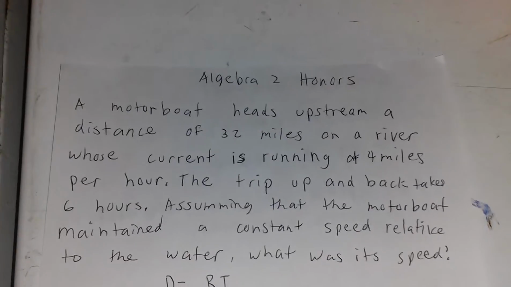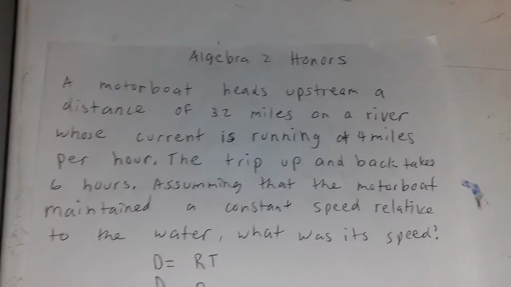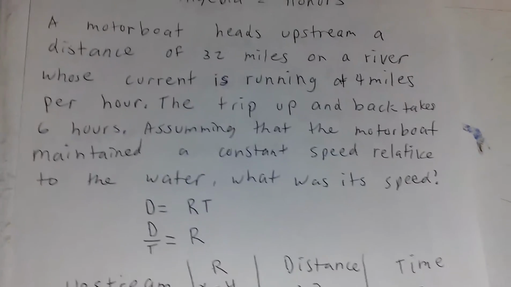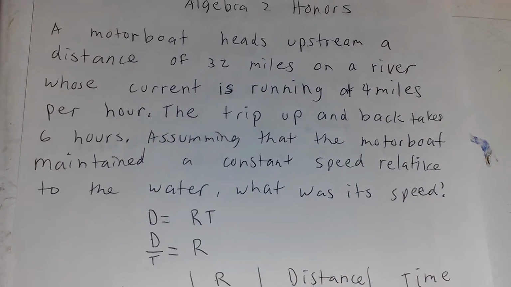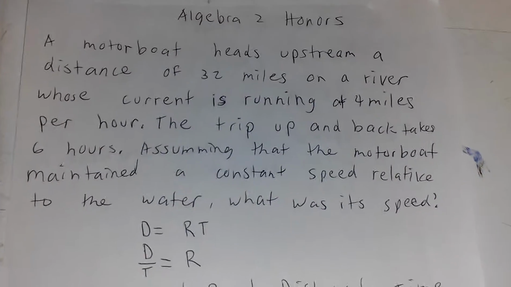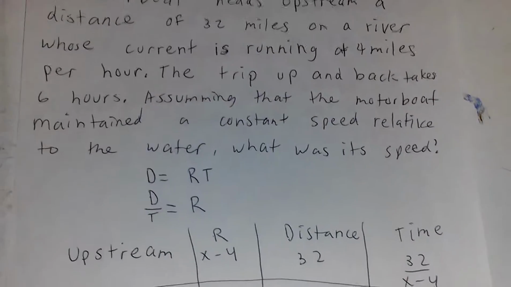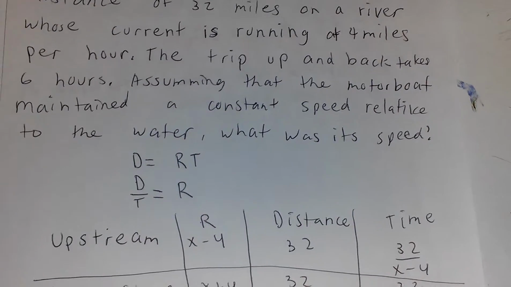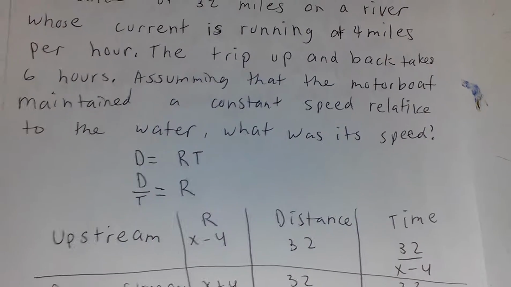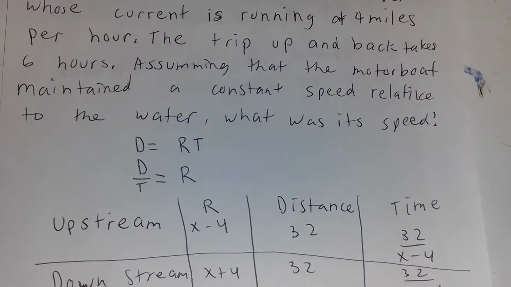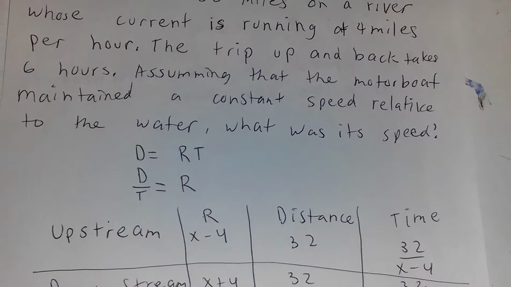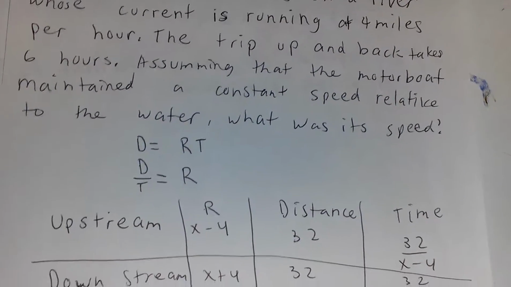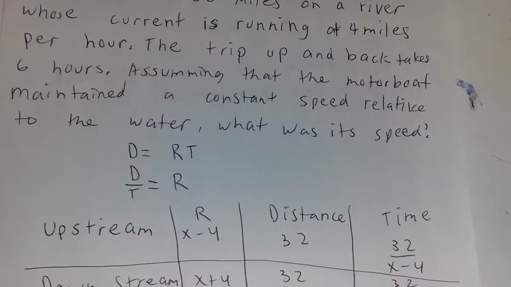We know that this is distance equals rate times time. We also know that distance over time equals rate. As you can see, you just divide by t on both sides. So here's a table. When you're traveling upstream, you're fighting against the current, so the rate will be x minus 4, where x is the unknown boat speed. And the distance, we know it was 32 miles. So time would be 32 over x minus 4.